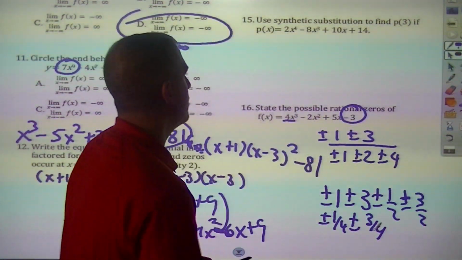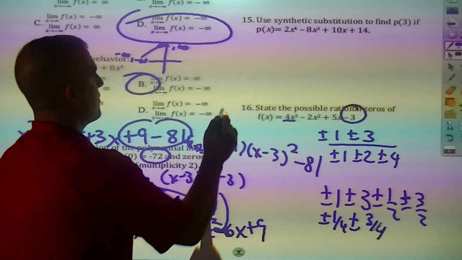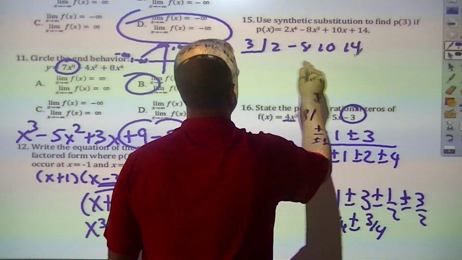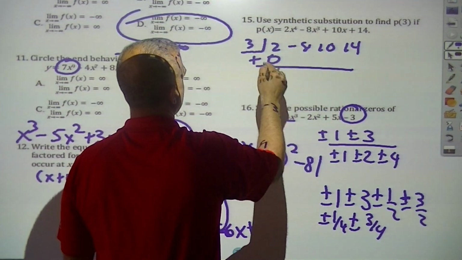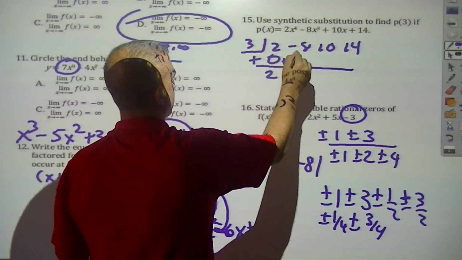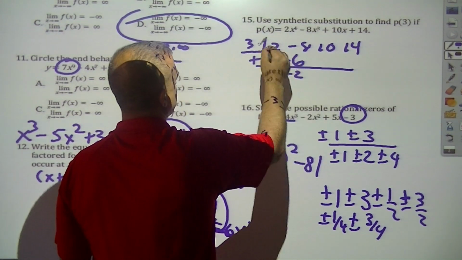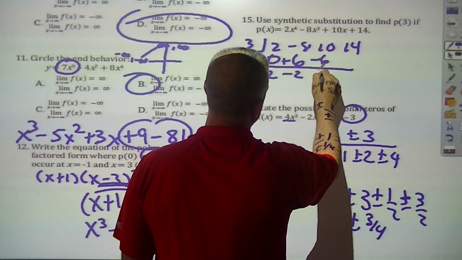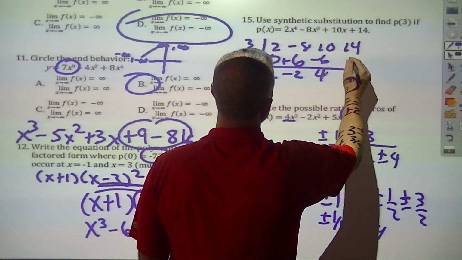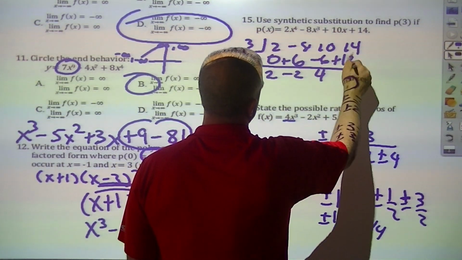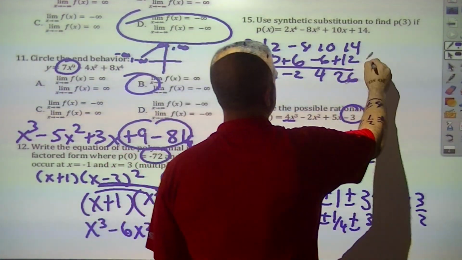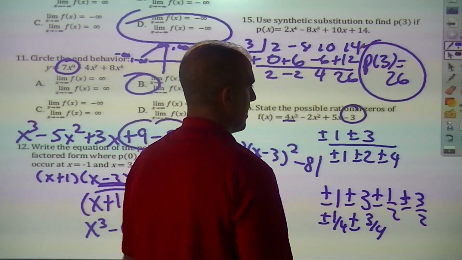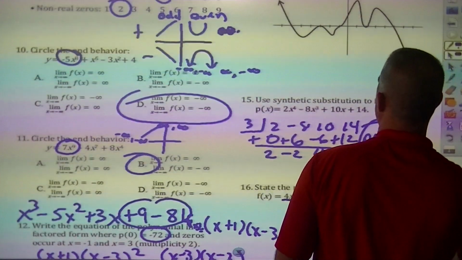Use synthetic substitution to find P of 3. So the idea is I take 3, I'm going to put that into here. 0 would be 2. 2 times 3 would be 6. Negative 8 plus 6 would be negative 2. Negative 2 times 3 would be negative 6. 10 minus 6 would be 4. 4 times 3 would be 12. 14 plus 12 would be 26. So P of 3 equals 26, whatever the remainder is. That's like from the question we had earlier.